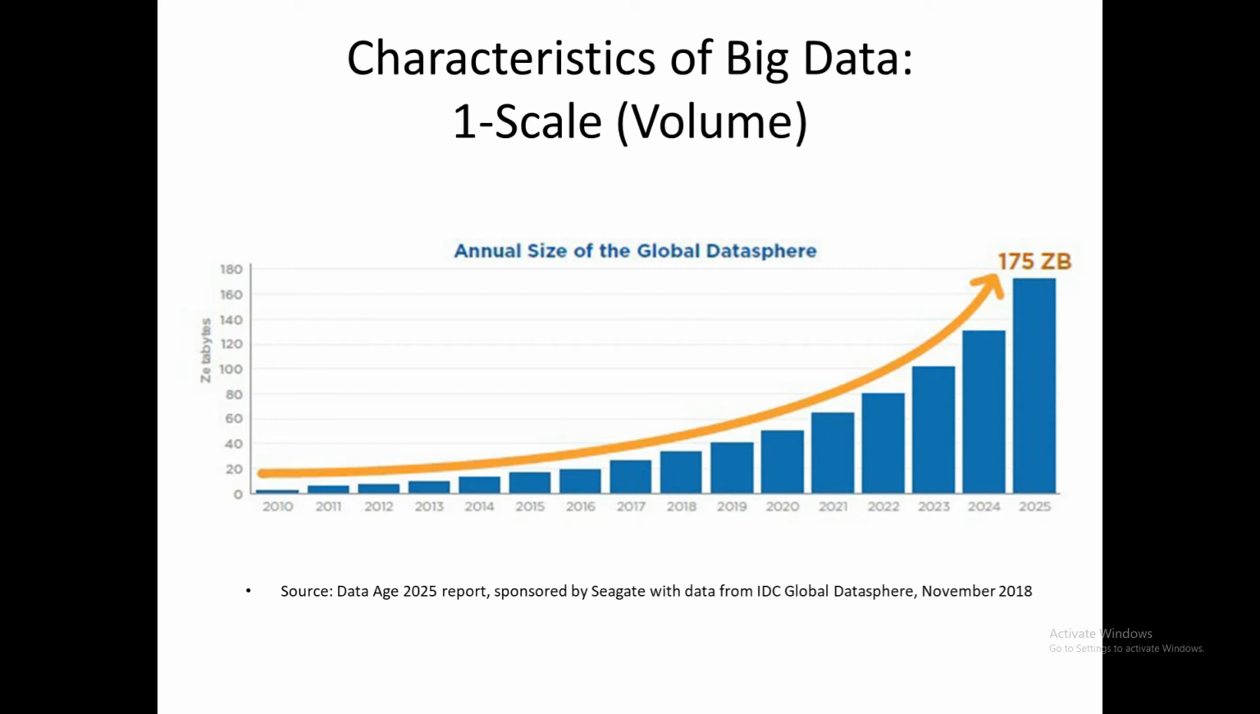So this is really huge. This tremendous amount of data is being generated from multiple sources. I got this from the Data Age 2025 report, sponsored by Seagate with data from the IDC Global DataSphere, and this graph was made in 2018. This is about volume, the characteristic of big data in terms of volume.